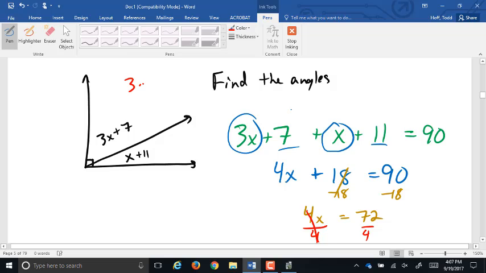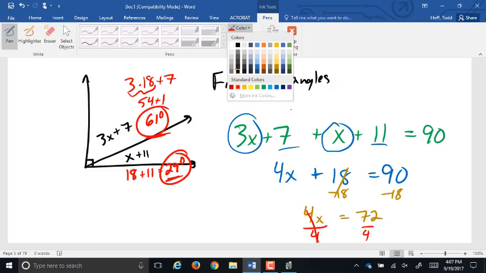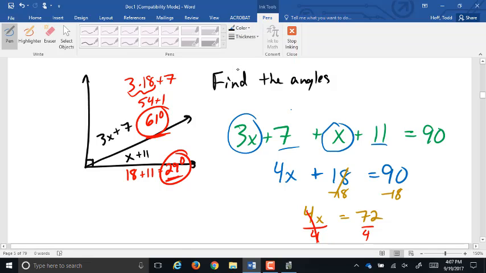If x is 18, 3x plus 7 is going to be 3 times 18 plus 7. 3 times 18 is 54, plus 7 is 61 degrees. Here, if x is 18, 18 plus 11 is 29 degrees. Do those add up to 90? Good. How many of you had 61 and 29? Show of hands. Okay, anybody have any questions on how we found them?